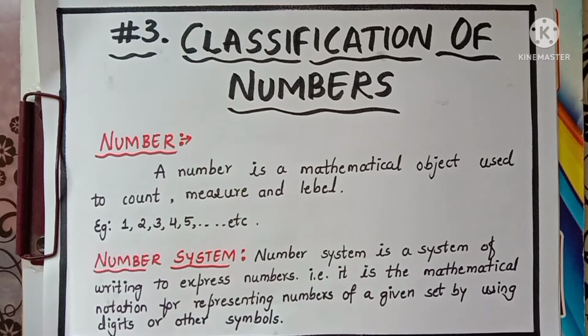Next, what is a number system? A number system is a system of writing to express numbers. That is, it is the mathematical notation for representing numbers of a given set by using digits or other symbols. So, what is a number system? It is nothing but mathematical notation for representing what? Numbers of a given set by using digits or any other symbols.